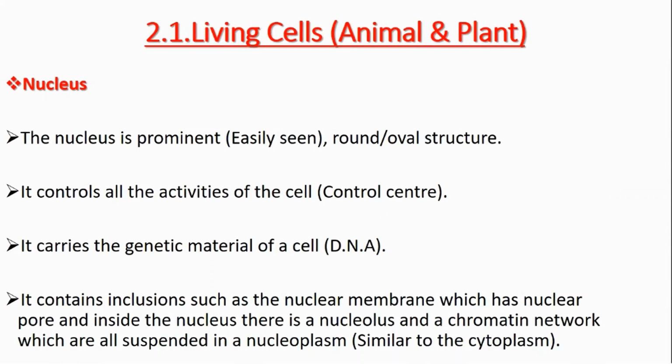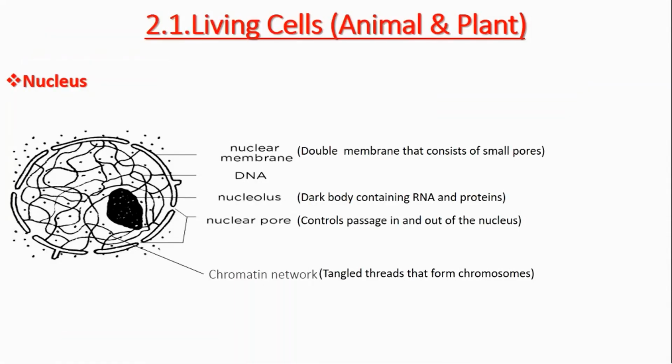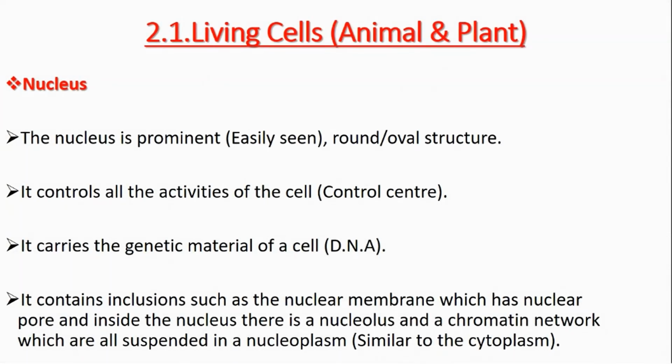We move over to the nucleus. The nucleus is prominent, which means it can be easily seen. There is a picture of the nucleus there. It is round or oval in structure, and it controls all of the activities of the cell, which means that it is a control center. Remember, we said that the plasma membrane or the cell membrane allows substances to enter and exit. It doesn't control that activity. The nucleus decides whether it wants substances to enter and exit, and the cell membrane allows them to enter and exit. And the cytoplasm will move organelles around the cell. That is also controlled by the nucleus.